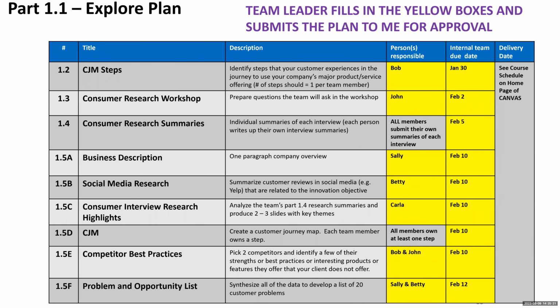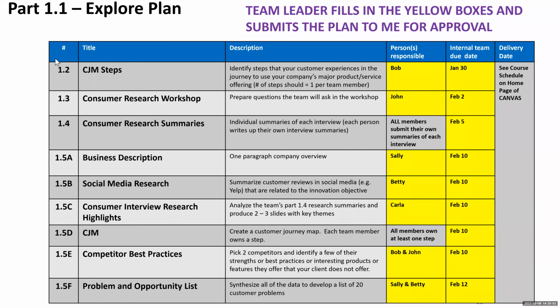I give them this template, and the yellow boxes would all be blank. I tell the team leaders, here are all the tasks in part 1, and you're going to fill in who's going to be responsible and when you want them to deliver it to you. If you notice, the last column says see course schedule on the homepage of Canvas. So all of these items have a date that it's due to me, and I put up a one-page schedule that shows all the due dates for the semester.